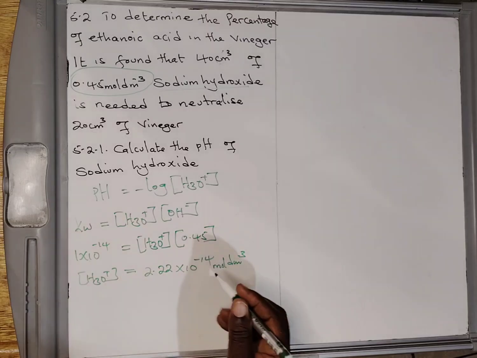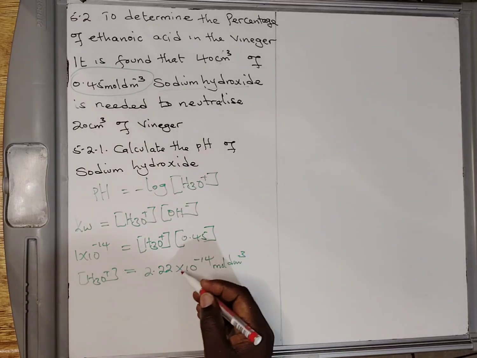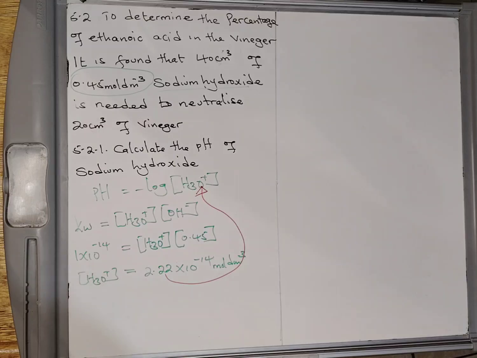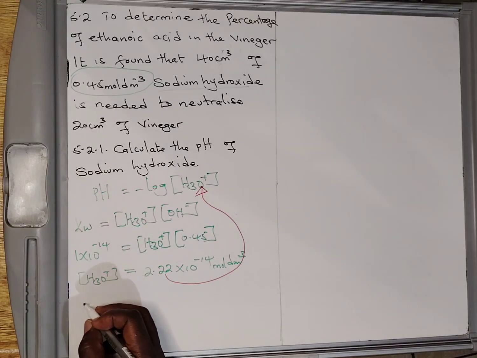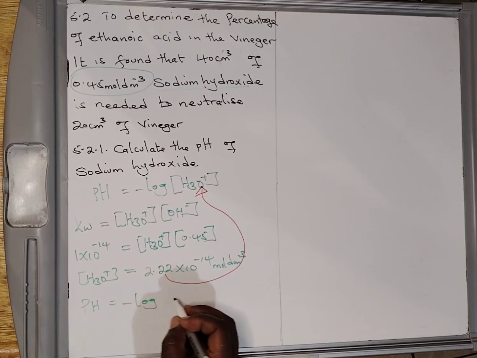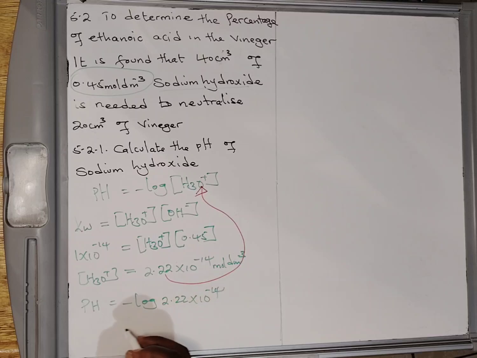After getting it, we substitute it in that equation. pH equals negative log of 2.22 times 10 power minus 14. And what do we get? Let's check what we get.